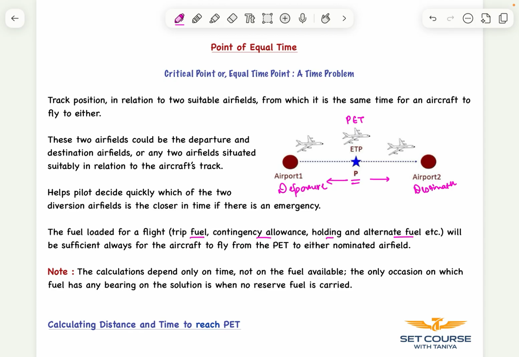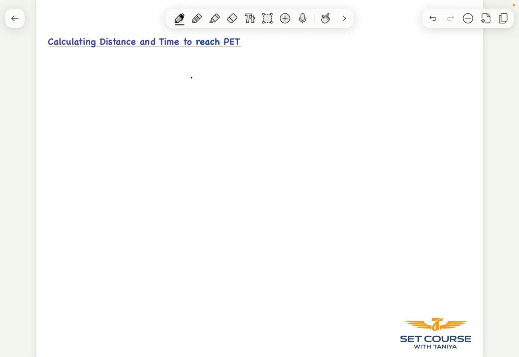Now, how to calculate the distance and time to reach such a point? Let's see. Suppose we have two airfields named A and B, the distance between them being D. If we take our point of equal time as point P and the distance from point A to point P being x, then the distance from point P to B would be D minus x.